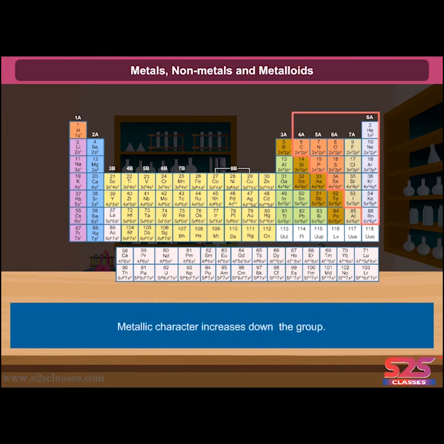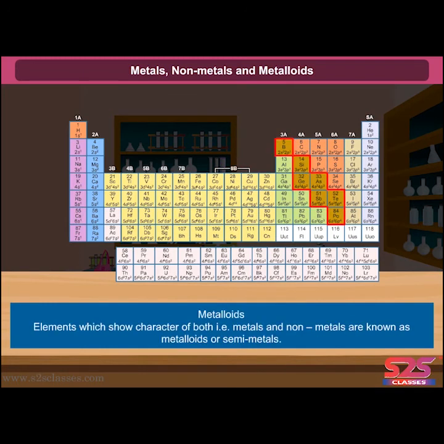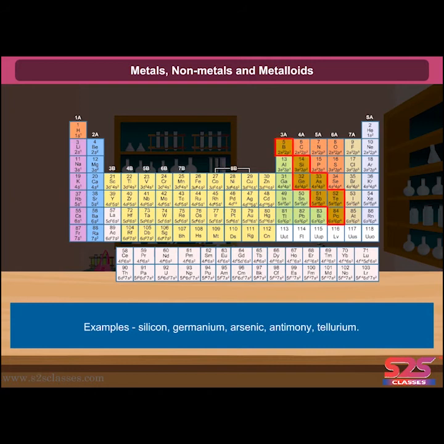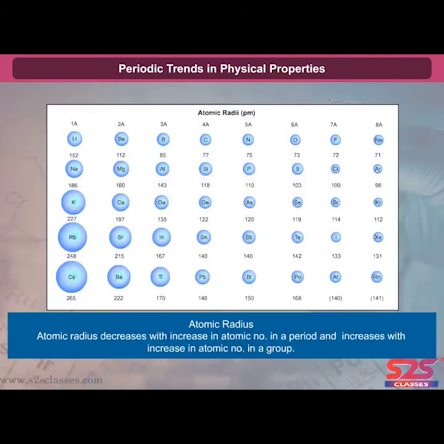Metallic character increases down the group. Non-metallic character increases from left to right in a period. Elements which show character of both, that is, metals and non-metals, are known as metalloids or semi-metals. Examples: silicon, germanium, arsenic, antimony, tellurium. Periodic trends in physical properties.